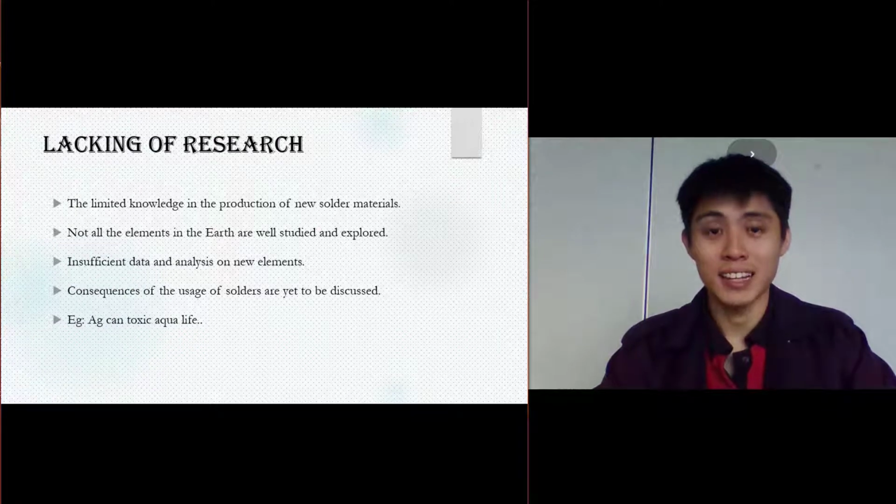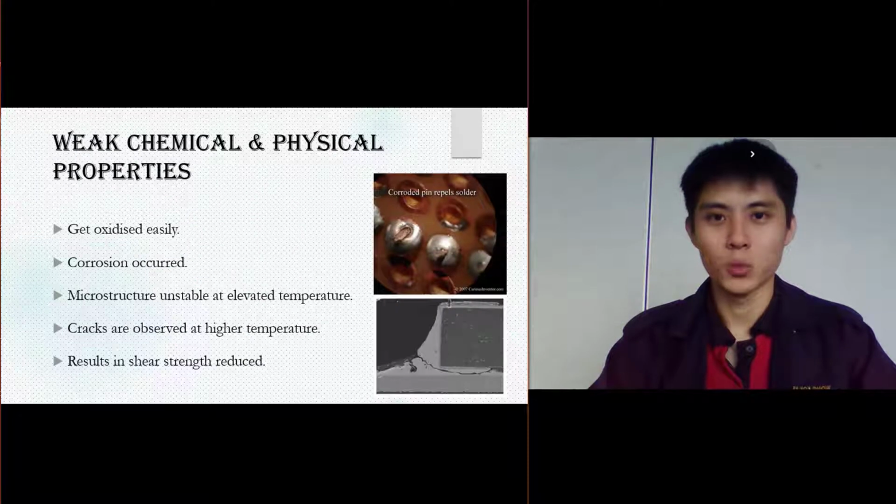Besides, scientists are lacking research data. There is limited knowledge in the production of good and new solder material. Not all the elements on earth are well studied and explored. Hence, there is insufficient data and analysis on new elements. Maybe there are some consequences of using solder which are yet to be discussed, such as silver being toxic to aquatic life. Last but not least, the weak chemical and physical properties are a concern as well.